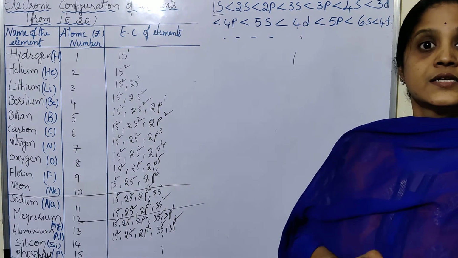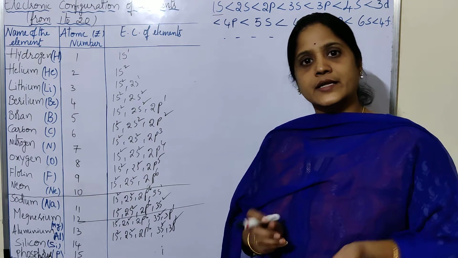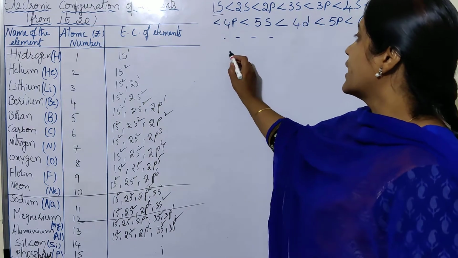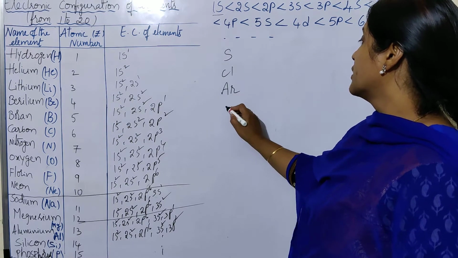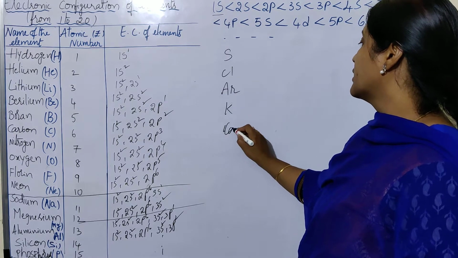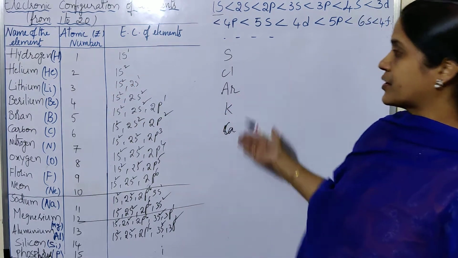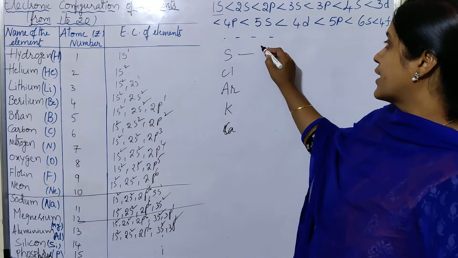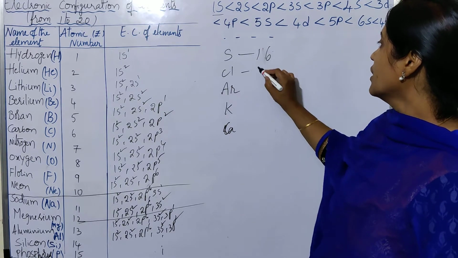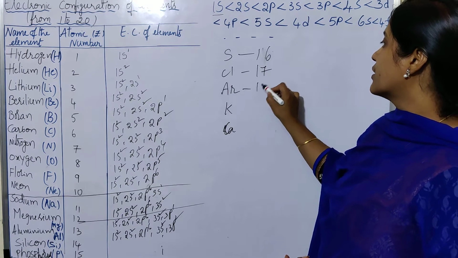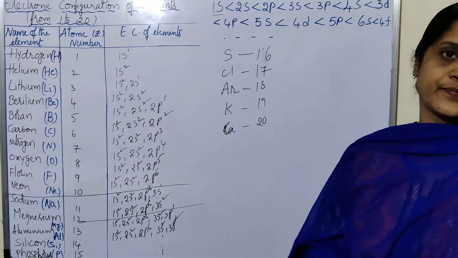After 15, the 16th to 20th elements. What are they? They are sulfur, chlorine, argon, potassium and calcium. Either you can write letters or a representation. Sulfur's atomic number is 16, chlorine is 17, argon is 18, potassium is 19, calcium is 20.